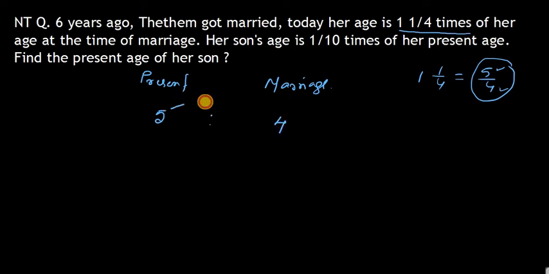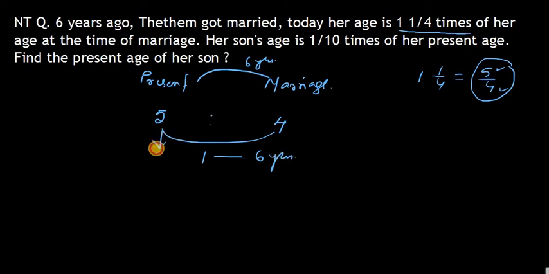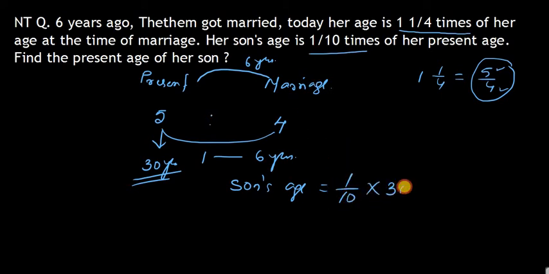I want the gap between the present age and the marriage, so it is a 6 years gap, and in terms of ratio the gap is 1 unit. If 1 unit is equivalent to 6 years, then the present age of Tim is 5 times 6, which is 30 years. This is her present age. 30 years is the present age of Tim, and her son's age is 1 by 10 times of her present age of 30.